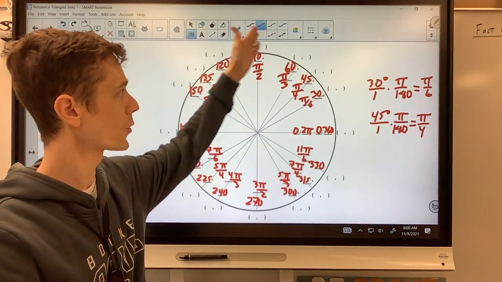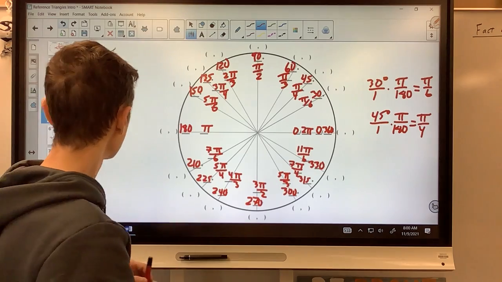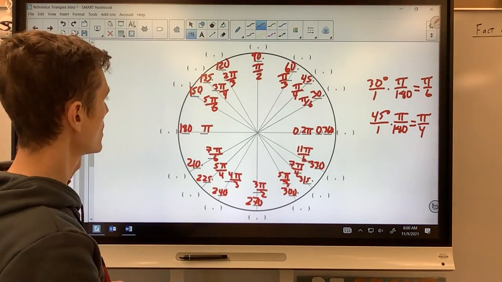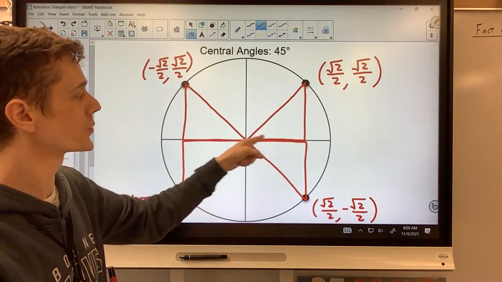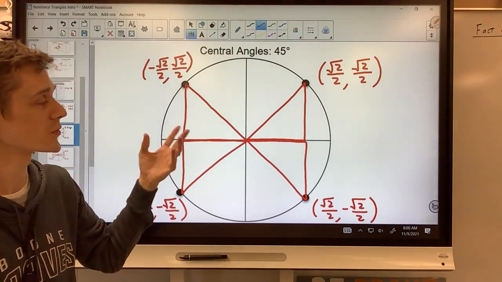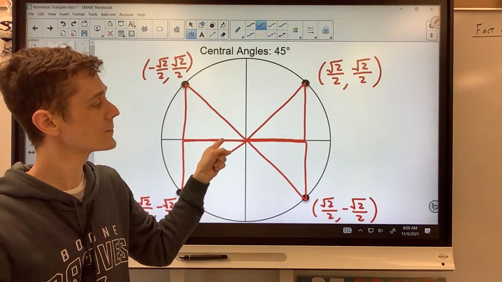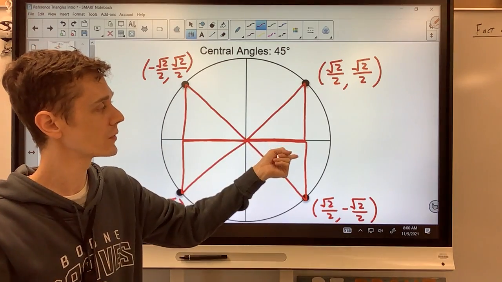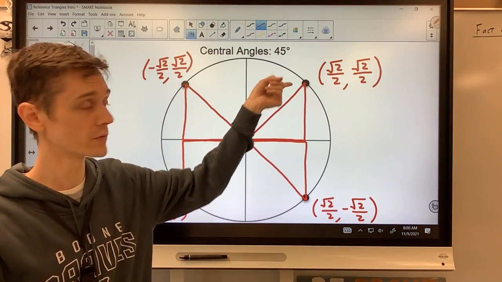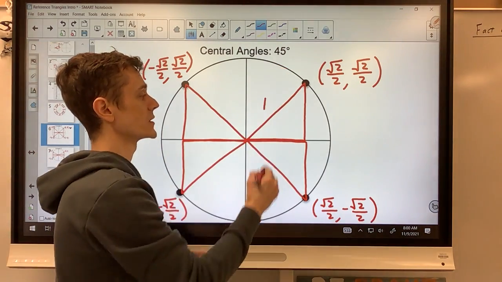Now we want to talk about these ordered pairs going around the outside. So for these, I want to remind you of what the triangles we looked at were on the previous worksheet, the reference triangles worksheet. So we talked about how if you have a 45, 45, 90, that means the base of your triangle is going to be root 2 over 2, and the height of your triangle is going to be root 2 over 2, assuming that the hypotenuse is 1.